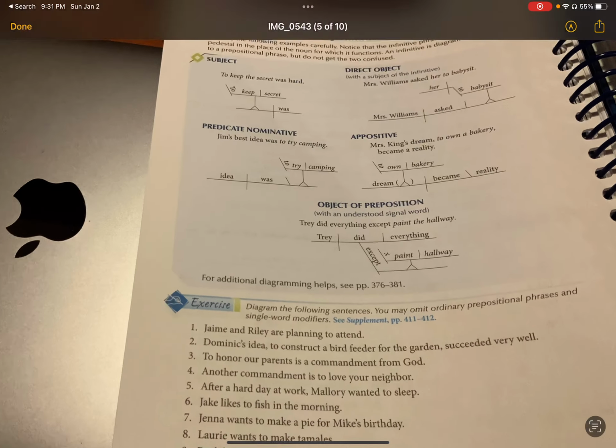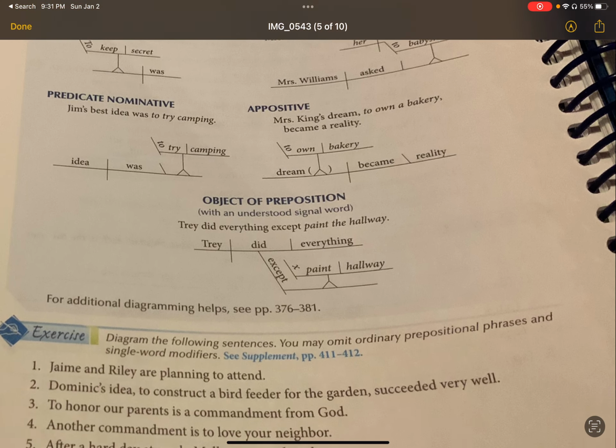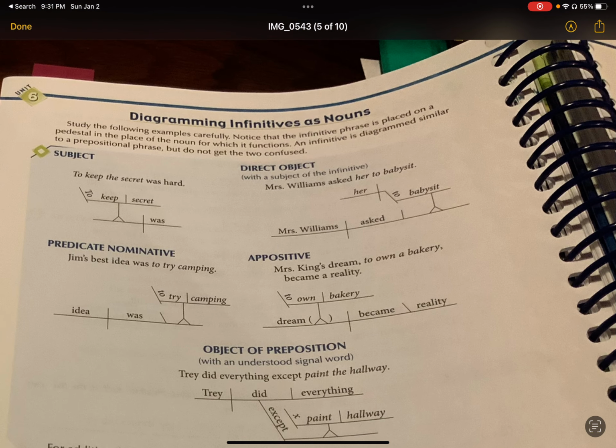On the next page, you have diagramming infinitives as nouns. Again, do odds only, so you'll have 5 to do. These are not on a broken line, like the step, like the gerunds were, but they are up on a pedestal, and they look more like the way you do a prepositional phrase. Okay, and here's an example where you've got a complement to the infinitive. It's got a direct object.